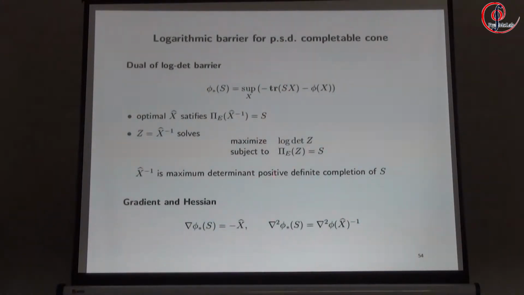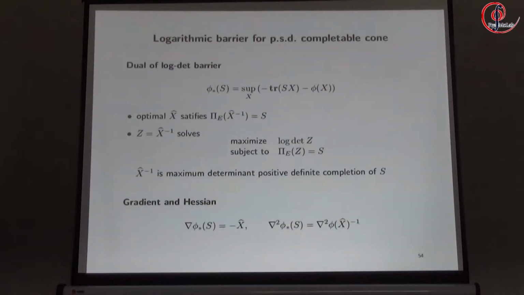And the relation between these two is that at the optimum, Z is the inverse of x hat. But it's more useful to look for x hat than for Z, because Z in general will be completely dense, because the maximum determinant positive definite completion will be completely dense. But the inverse of Z will be sparse. So that's much easier to handle and to compute. This arises in many other applications of this problem, also in graphical models and statistics, as maximum likelihood estimation of graphical models for Gaussian variables.